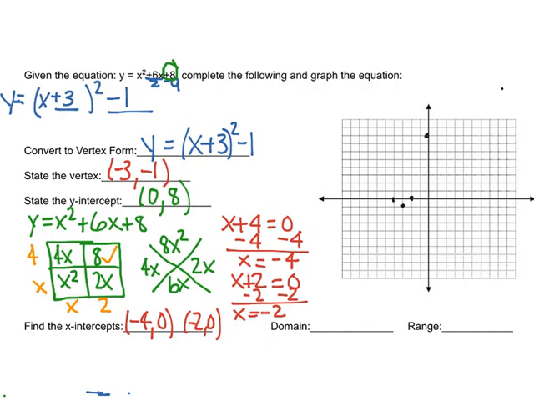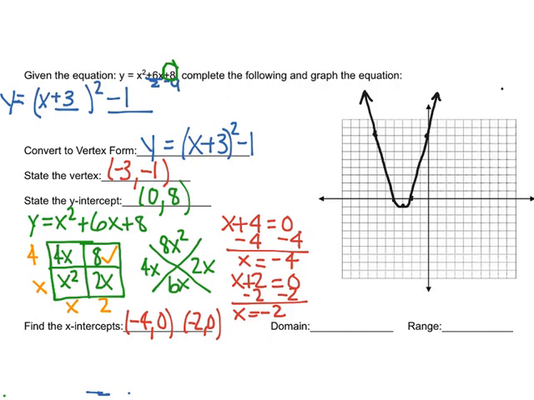And then I also know that parabolas are symmetric. So I can also plot the same point over here because it's going to be symmetric on both sides. So then I'm going to go ahead and connect these 5 points and draw my parabola. So we were able to do all the algebra to find the vertex, find the y-intercept, find the x-intercepts, and that gave us enough information to be able to graph our parabola.